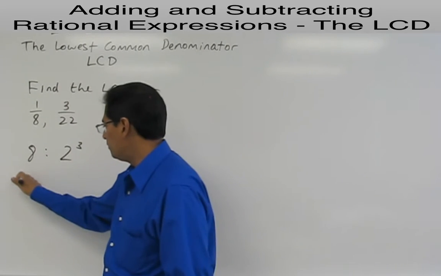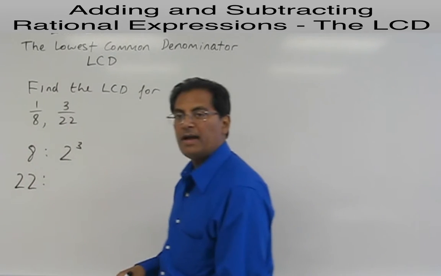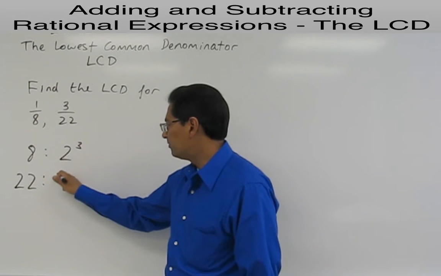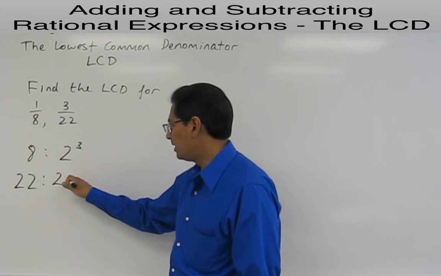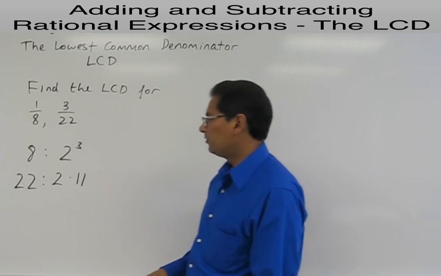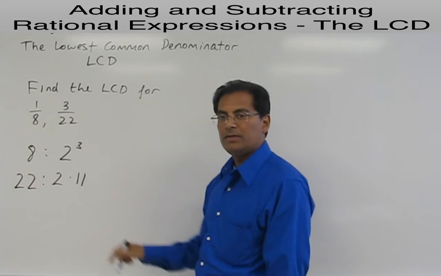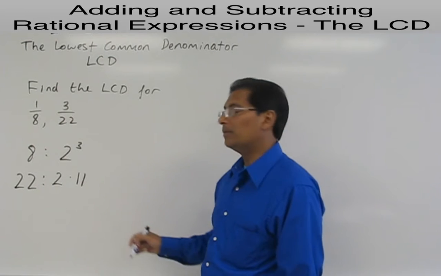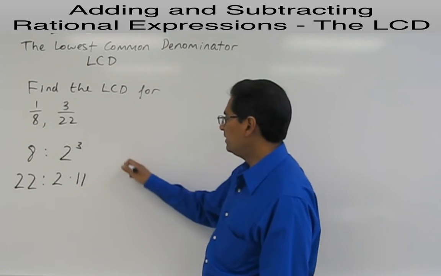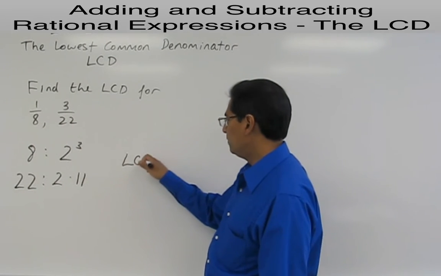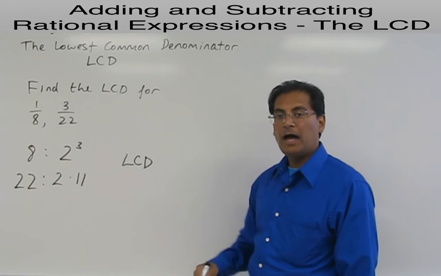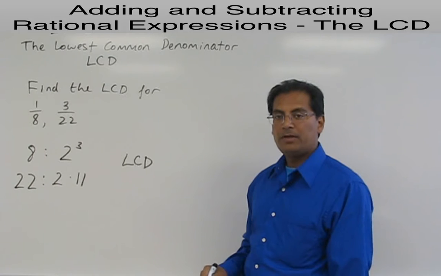And if we look at 22, what are the factors of 22? Well, we know 22 is 2 times 11. So 22 can be factored into 2 times 11, and 8 is factored into 2 cubed, 2 times 2 times 2. So to find the LCD, you take each factor, take the highest power on each factor, and you multiply them.